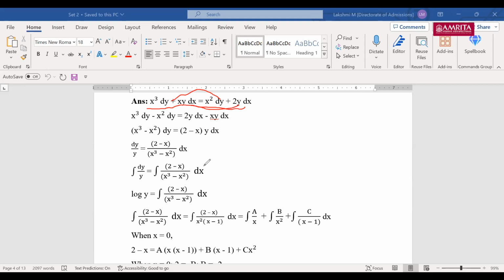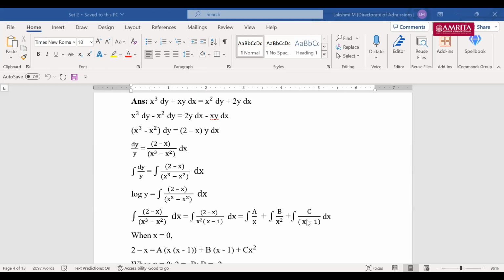(2 minus x) by (x cube minus x square) dx. Now, to find the solution, you're just going to integrate it. So log y is equal to the integral of (2 minus x) by (x cube minus x square) dx. So, how are we going to solve this? Integral of (2 minus x) by (x cube minus x square). How are we going to solve this?